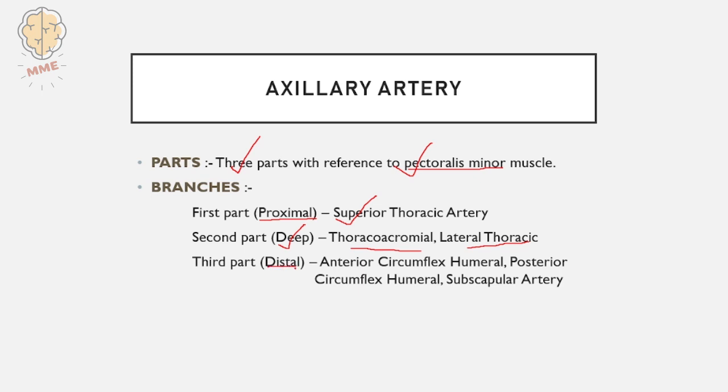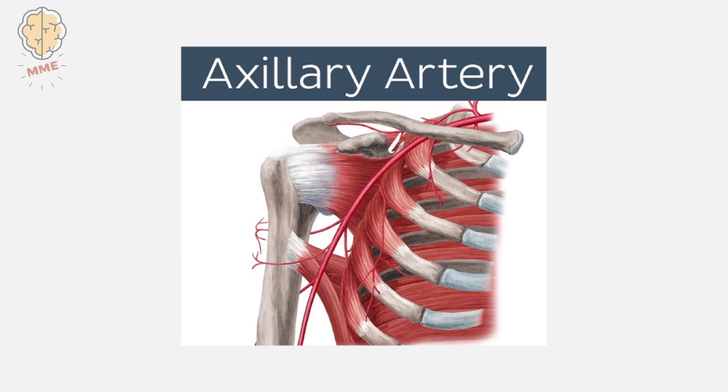You use that. Third part is distal to the pectoralis minor muscle, which gives the anterior circumflex humeral, posterior circumflex humeral, and subscapular artery. So circumflex, what do you mean by circle? A circle means which goes around. So circumflex over here is going around a certain structure, which is the humerus bone, around the surgical neck of the humerus. So this is the humeral bone. So circumflex humeral.